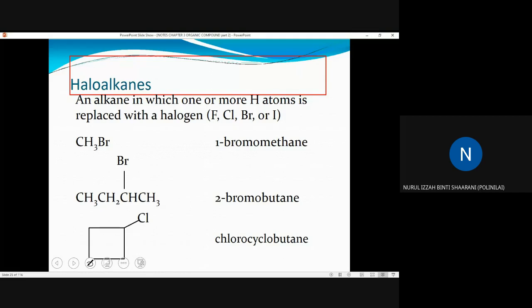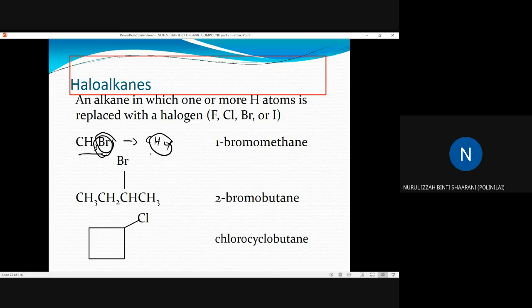Okay, so haloalkane is a compound formed when one or more hydrogen atoms are replaced with a halogen. Lebih daripada satu, satu atau lebih daripada satu. So kalau macam ni lah, kalau alkane-nya adalah CH4, tapi one of the hydrogen yang ada dekat dalam ni, kita replace with bromine.